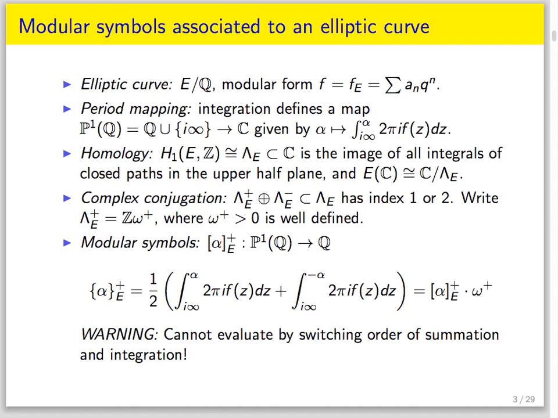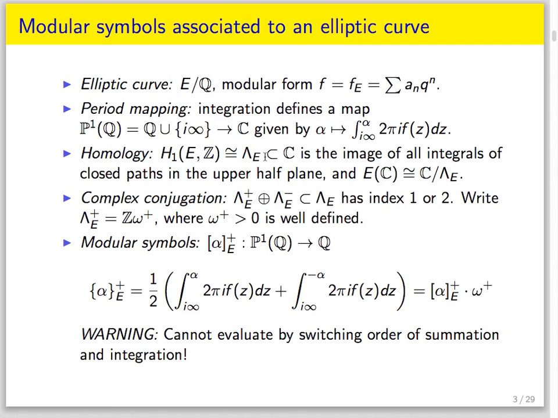So we have an elliptic curve and a modular form f associated to it. I'll denote the Fourier coefficients by a_n. There's a period mapping, which is a map from P^1(Q) to the complex numbers, and it takes an element alpha, so a rational number or i infinity, to the integral from i infinity to alpha of 2 pi i f(z) dz, which is a complex number. There's a period lattice, which you get by taking all closed paths and integrating inside of the complex numbers. The elliptic curve over the complex numbers is isomorphic to C modulo that period lattice. This is all like 19th century mathematics.